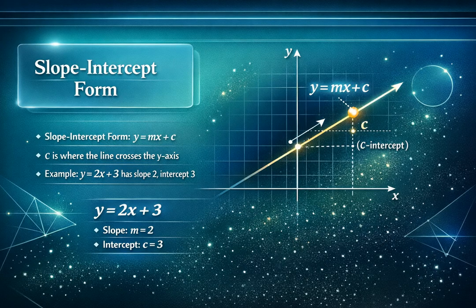The slope-intercept form is y equals mx plus c, where m is the slope and c is the y-intercept. The y-intercept is where the line crosses the y-axis at point (0, c). For example, y equals 2x plus 3 has slope 2 and crosses the y-axis at (0, 3). This form is very useful for graphing lines.